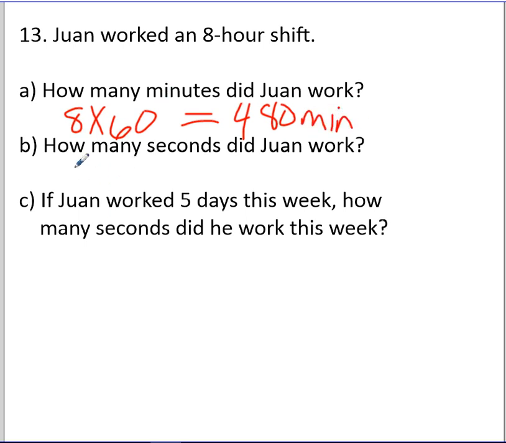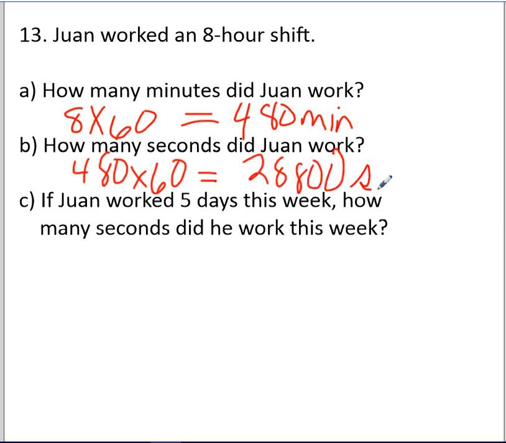Then we're looking at seconds. So we have 480 minutes times 60 seconds in 1 minute. And that gives us 28,800 seconds.